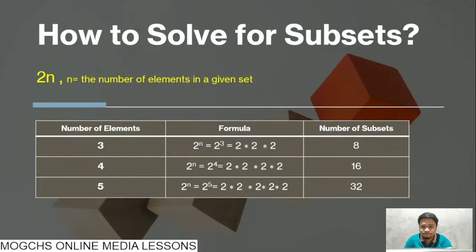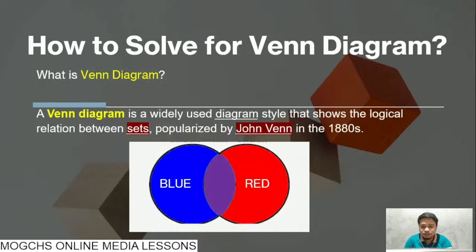Now, let us proceed to how to solve for Venn diagrams. Anyway, what is a Venn diagram? A Venn diagram is a widely used diagram style that shows the logical relation between sets. It was popularized by John Venn in the 1880s.